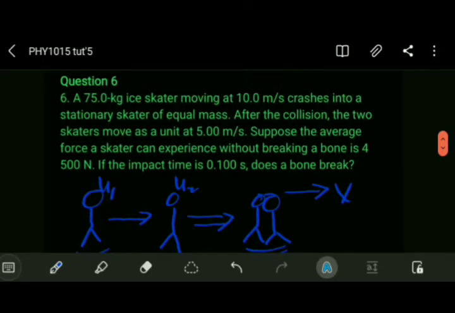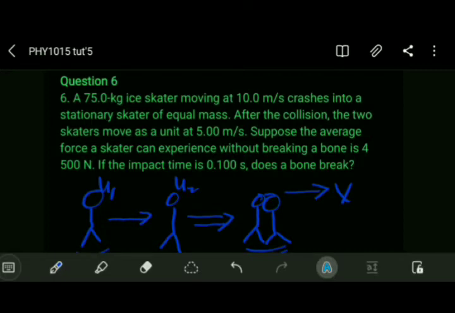So question 6 here, you remember the one for 2 cars skidding together. Yeah, so this one is a bit similar to that. So we have a skater here moving at an initial speed of 10 meters per second. Then he crashes into his friend or her friend of equal mass. Okay, so after the collision, these two move as a unit, together. They move together with a final speed of 5 meters per second.